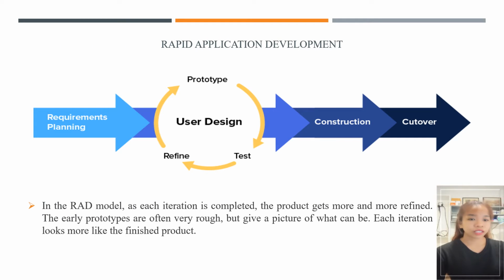So here in the RAD model, as each iteration is completed, the product gets more and more refined. The early prototypes are often very rough, but give a picture of what can be. Each iteration looks more like the finished product.